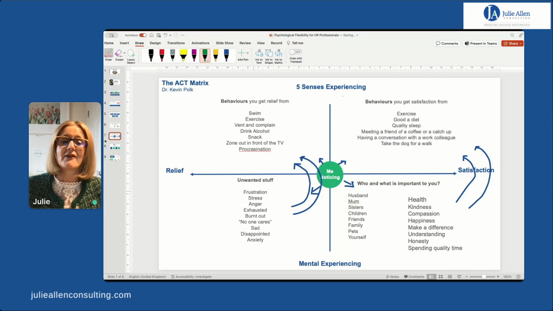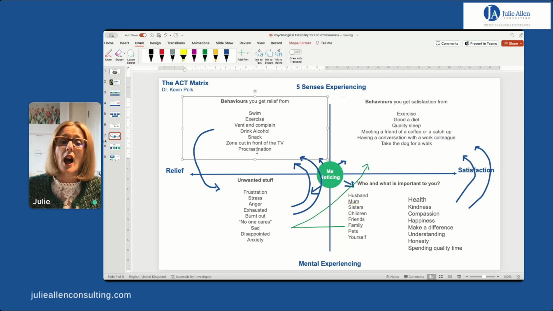Because psychological flexibility, if I go back to that definition and I explain it using this matrix, is knowing who and what's important in your life. Noticing the unwanted stuff when it shows up, but coming here and doing what's important. Because most of us will spend time with the unwanted stuff trying to get relief. And when you do things to get rid of the unwanted stuff, quite often some more unwanted stuff shows up. On occasions, things like guilt will show up.